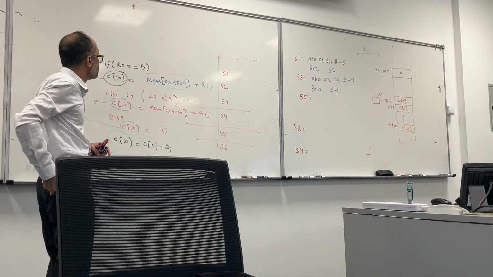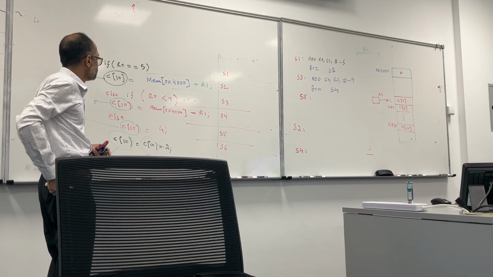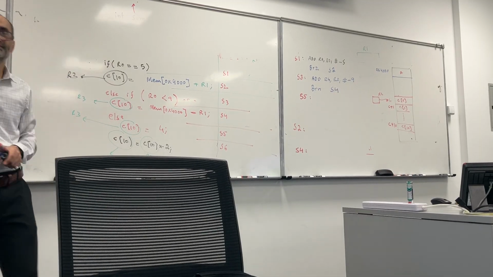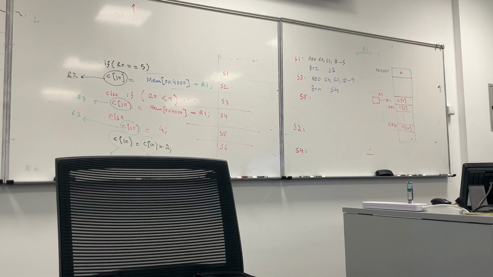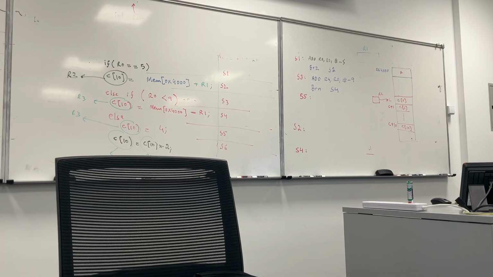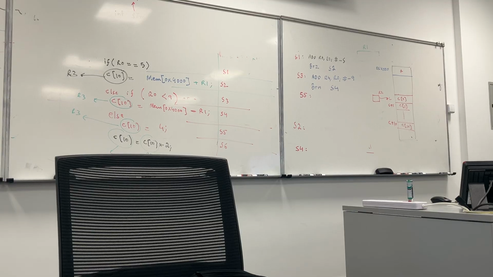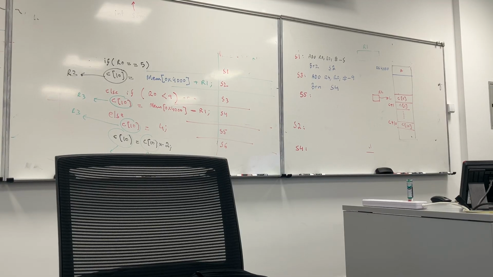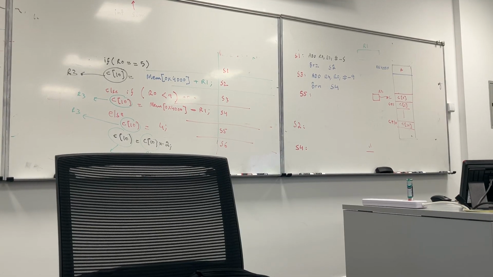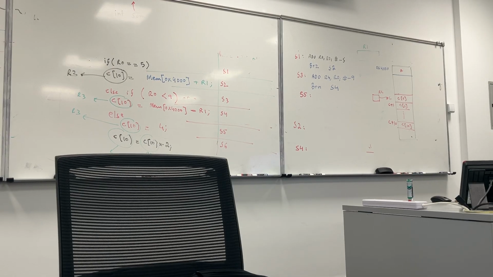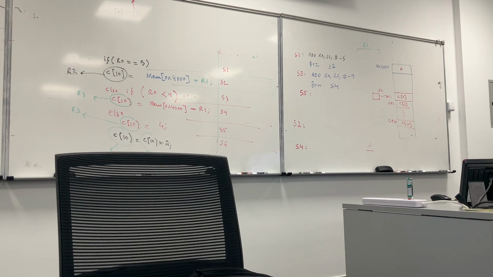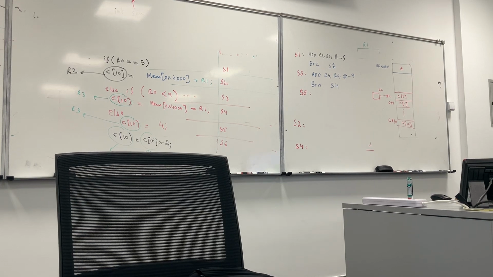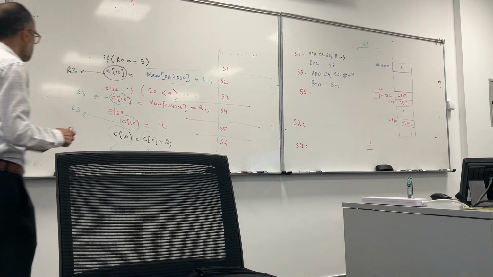What should I do now? Help me. Anyone? So R3. What should be the value of R3 now? 4. How can we make it 4? No, how can we make it 4?